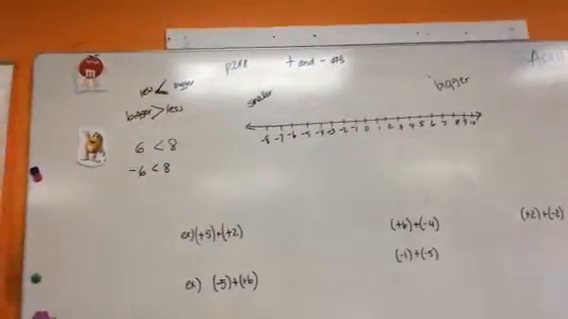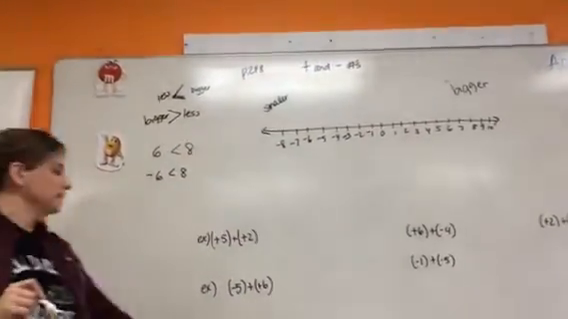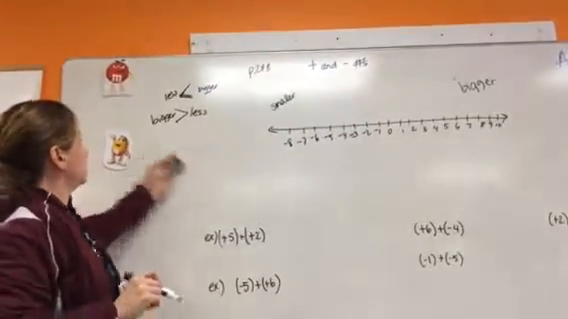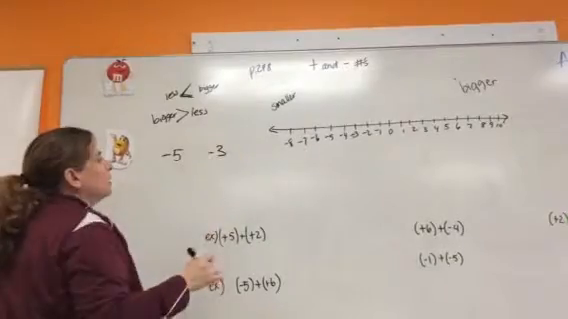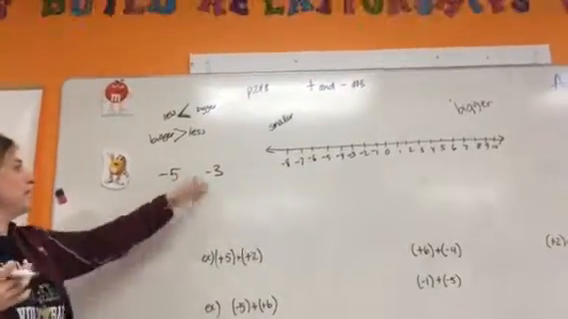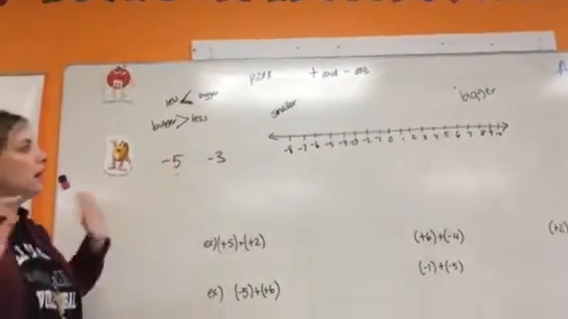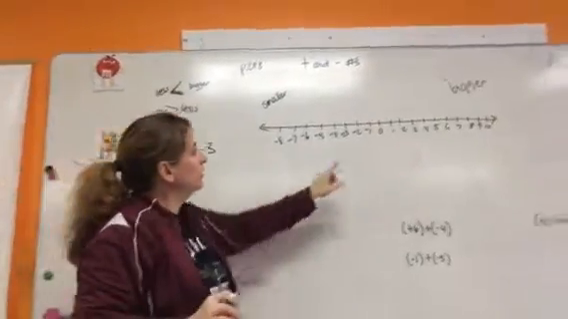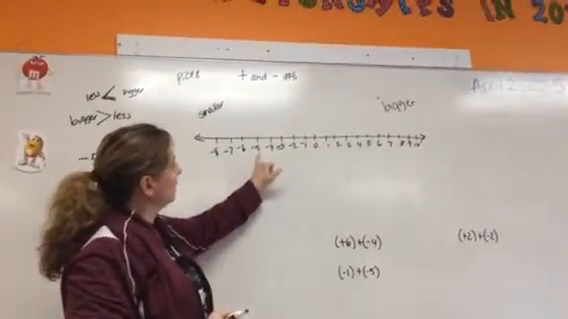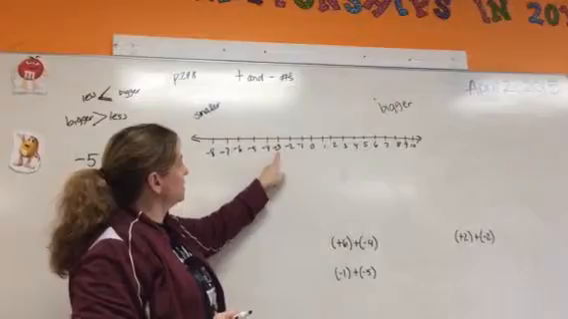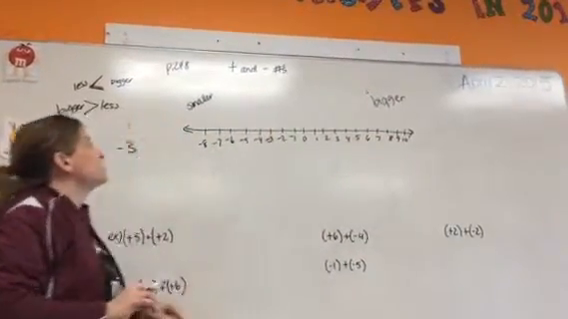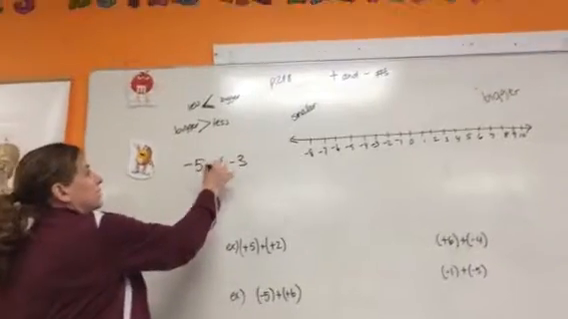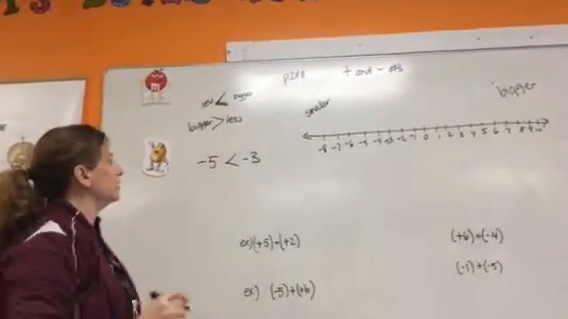This gets a little confusing when you start throwing two negatives in, okay? So let's say I said -5 and -3. Well, the first thing you would think was, well, 5 is bigger than 3, so this one must be bigger. However, if you look at your number line, which one's bigger, -5 or -3? Well, this -3 is closer to that side, which is the bigger side. So actually, -5 is less than -3.